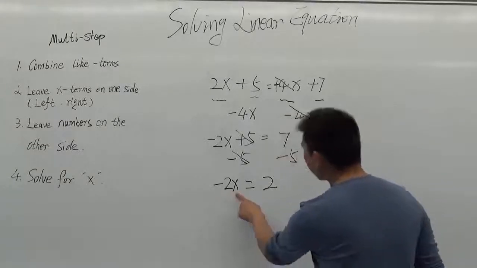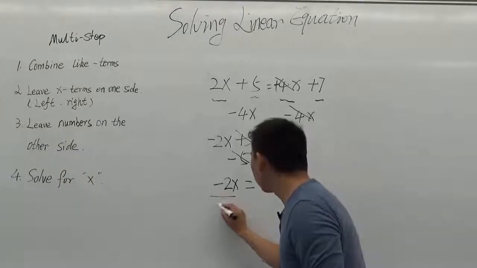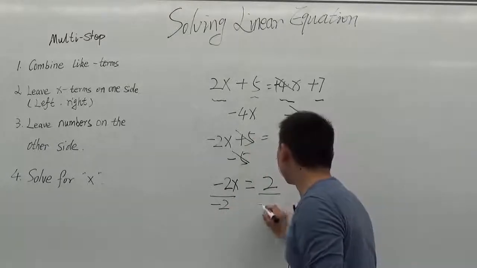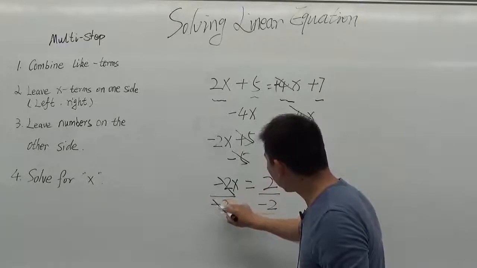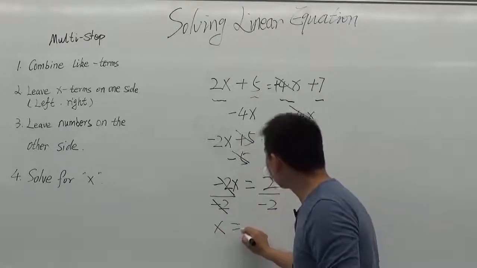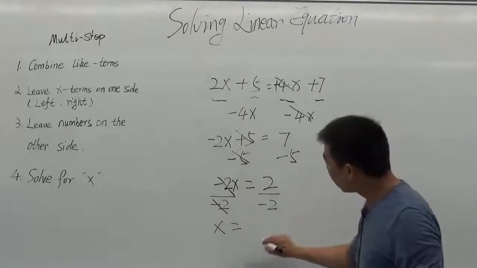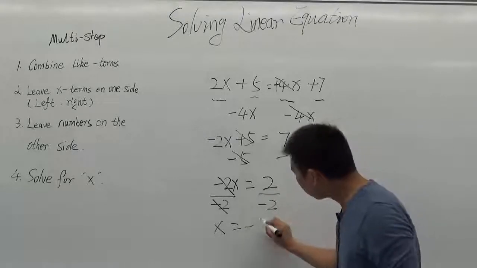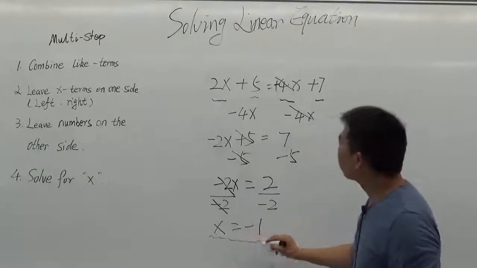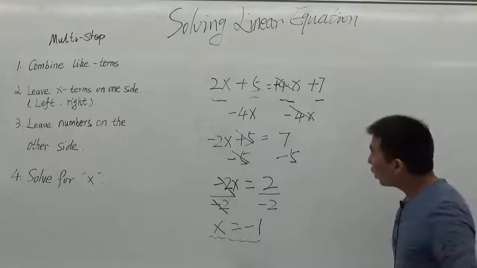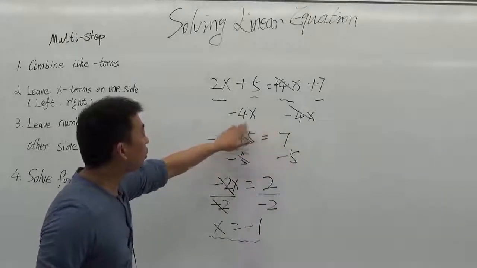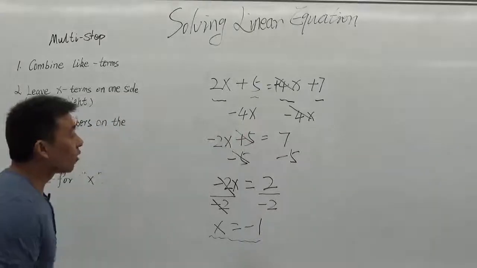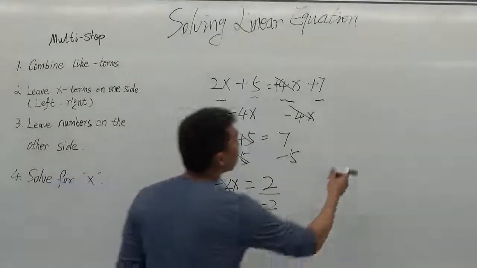Here's multiplication. Negative 2 times x. We need to divide by negative 2. Then the negative 2 cancels out. We have x equals positive divided by negative. That gives us negative 2 divided by 2, that gives 1. So x equals minus 1. Here, what we did is we left the x terms on the left side. We can try that, leaving x terms on the right side.